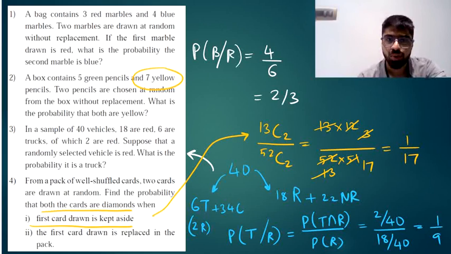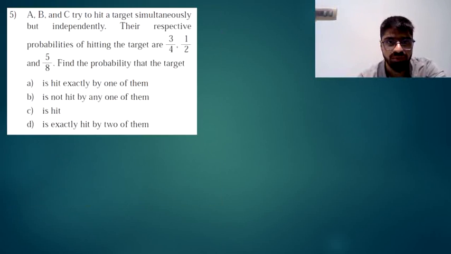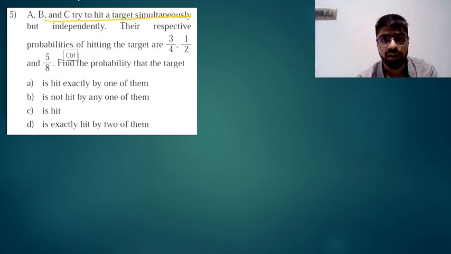That's how we are answering the fourth question, and with that we go ahead with our next question. That's number 5. ABC try to hit a target simultaneously, but they are hitting it independently. Their respective probabilities of hitting the target are 3 by 4, 1 by 2 and 5 by 8. Find the probability that the target is hit exactly by one of them.